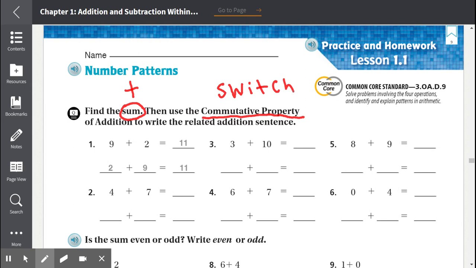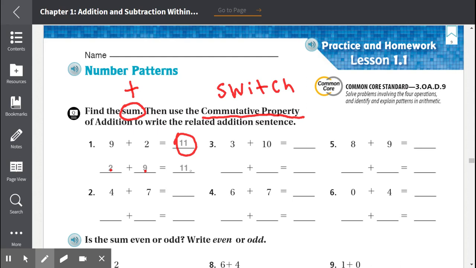9 plus 2 equals 11. So that must mean 2 plus 9 also equals 11. So we found the sum of 9 plus 2. 9 plus 2, the sum was 11. So with the commutative property now, we switch the numbers. So now it's 2 plus 9 instead of 9 plus 2. So if 9 plus 2 equals 11, that means when we switch the numbers, 2 plus 9 will also equal 11.